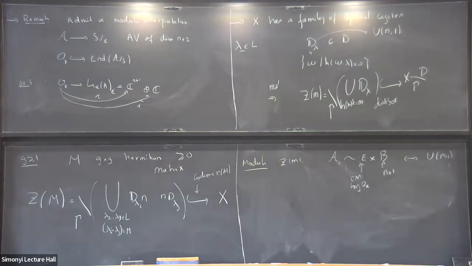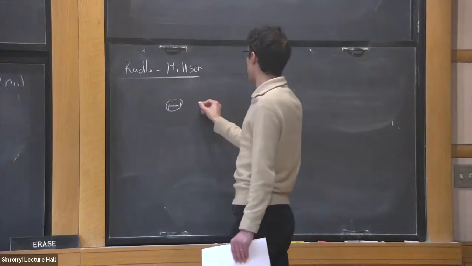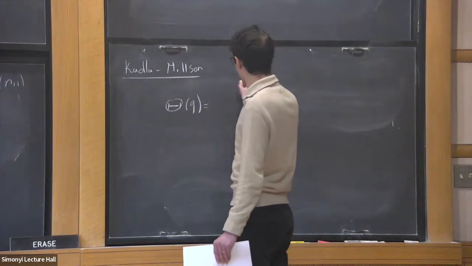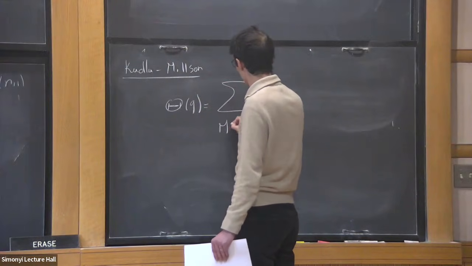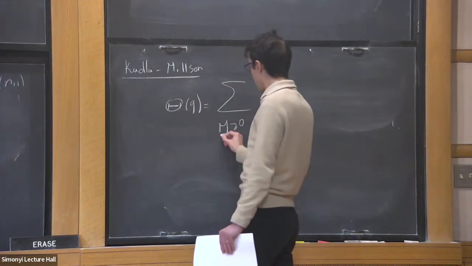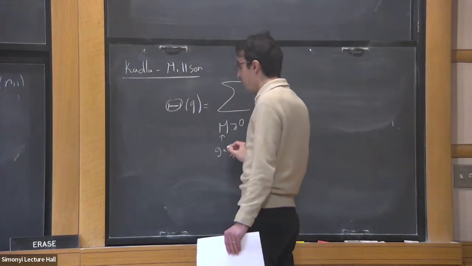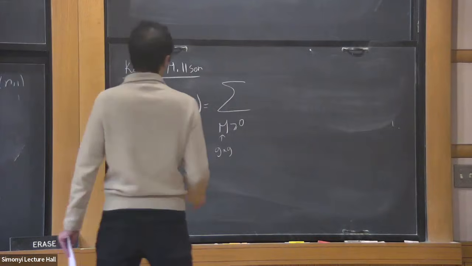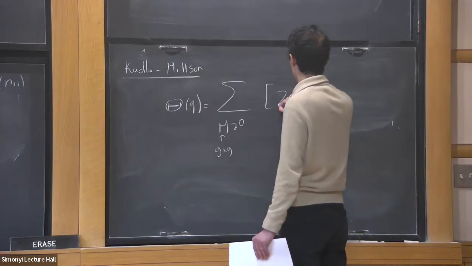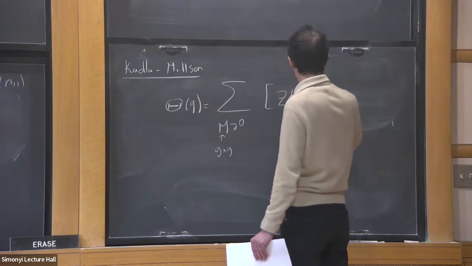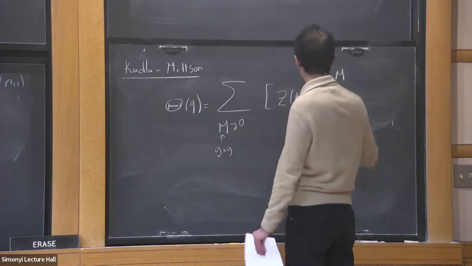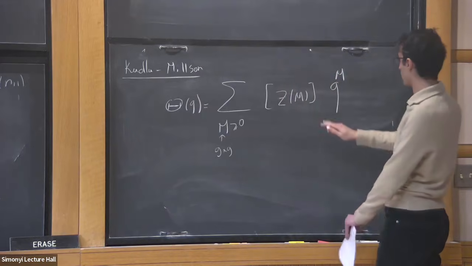Okay, now the following, like Kudla and Millson, introduced the following generating series, which is the sum over all the matrices M, which are g by g, of the classes of these cycles Z_M, q to the power M. Okay, so I need to tell you exactly what this means.